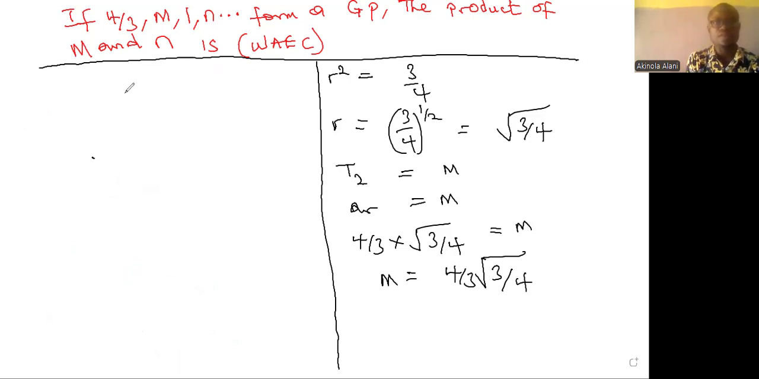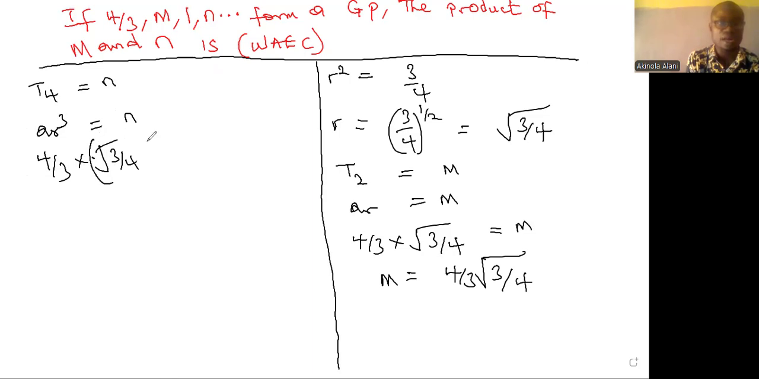Now from here, if you look at the question, my n is the fourth term. So the fourth term is T4. So T4 is equals to n. T4 is given by the formula AR raised to the power of 3. AR raised to the power of 3 is equals to n. I know my A to be 4 over 3, my first term. Multiply by my R, which is the common ratio. My R is square root of 3 over 4, then raised to the power of 3.